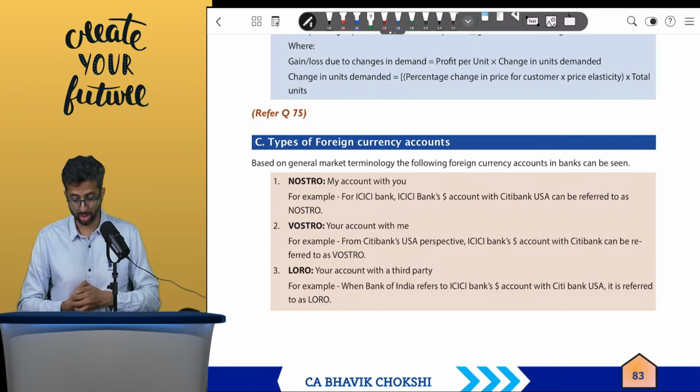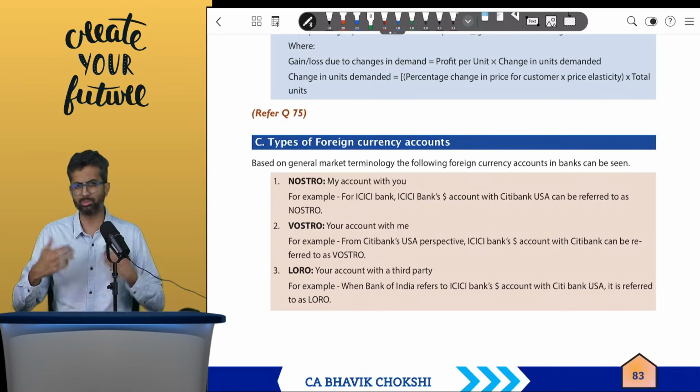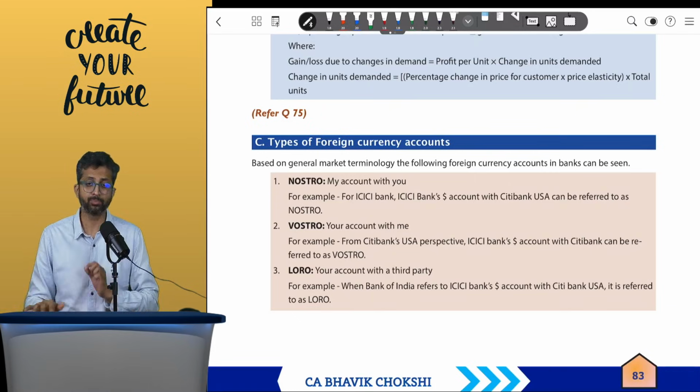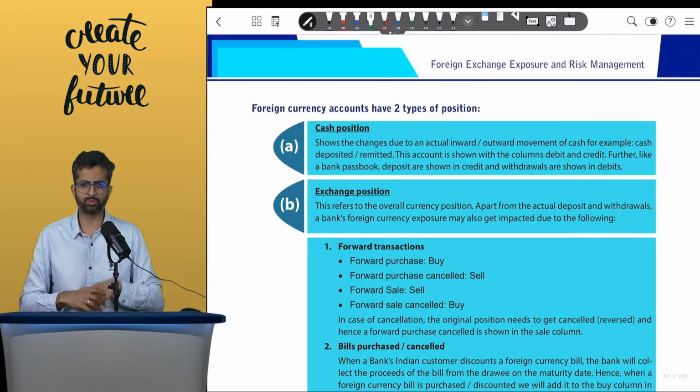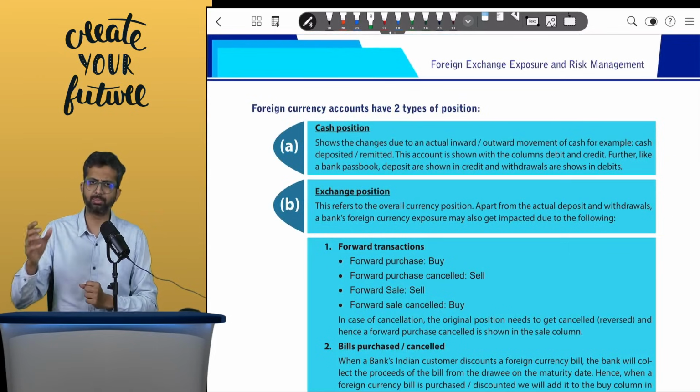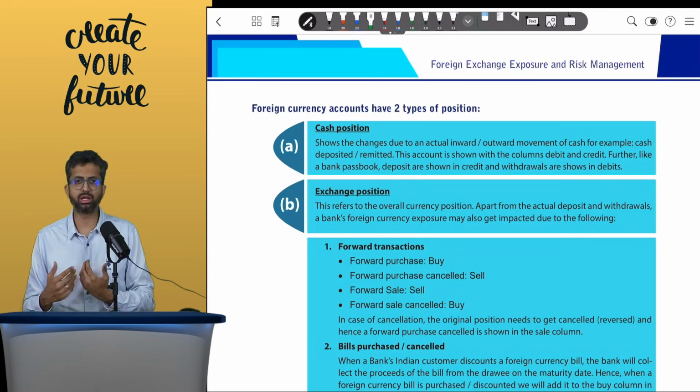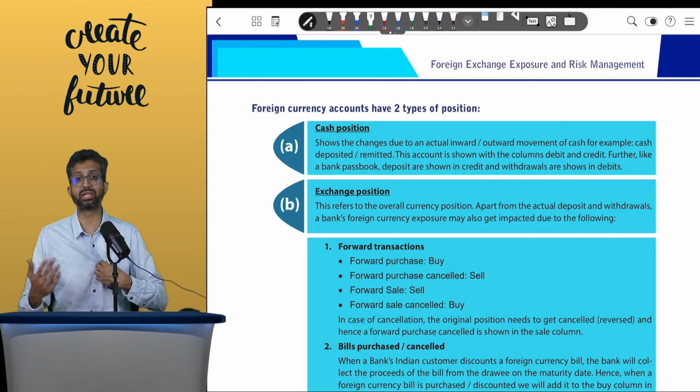Now there will be types of foreign currency accounts. There is a Nostro account, my account with you, Vostro, your account with me, or Loro, that is with a third party. The typical type of question that comes over here is you have to prepare that account where you prepare the cash position and the exchange position.